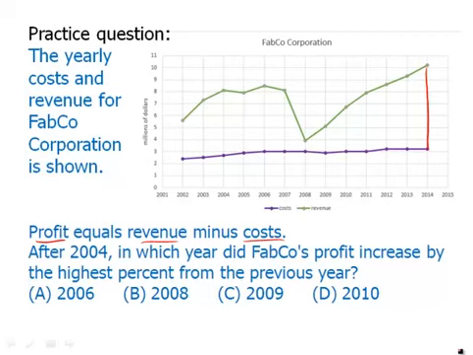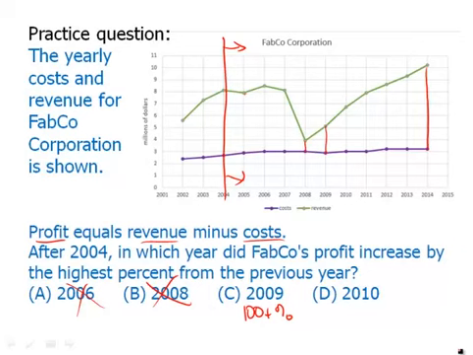After 2004, so we're not considering before 2004, in this region, the highest percent increase from the previous year is what year? Well, let's see, 2006, that's a little increase from here to here. That's not much of a percent. 2008, well, 2008 was actually a drop from the previous year, so it's definitely not 2008. But 2009, look at this. Here we had a profit of less than $1 million. Here we went up to about $2 million. So that is more than 100% increase. So that is a huge increase in profits from $1 million to $2 million.